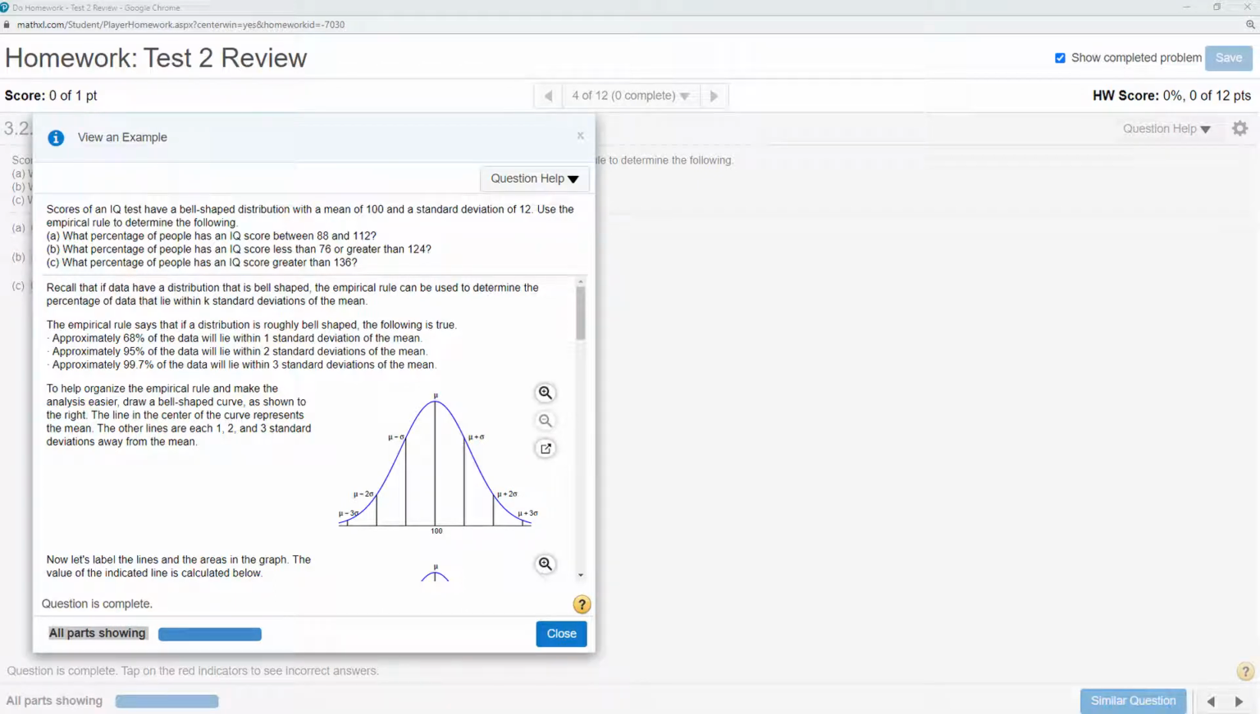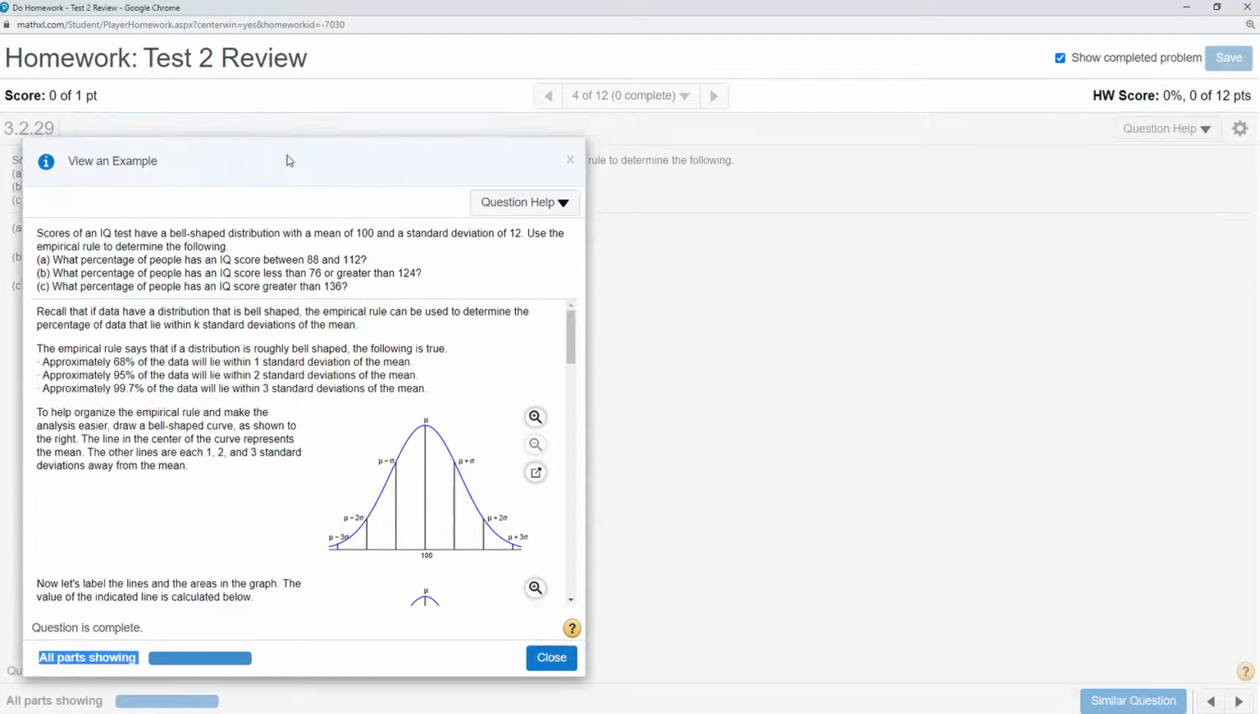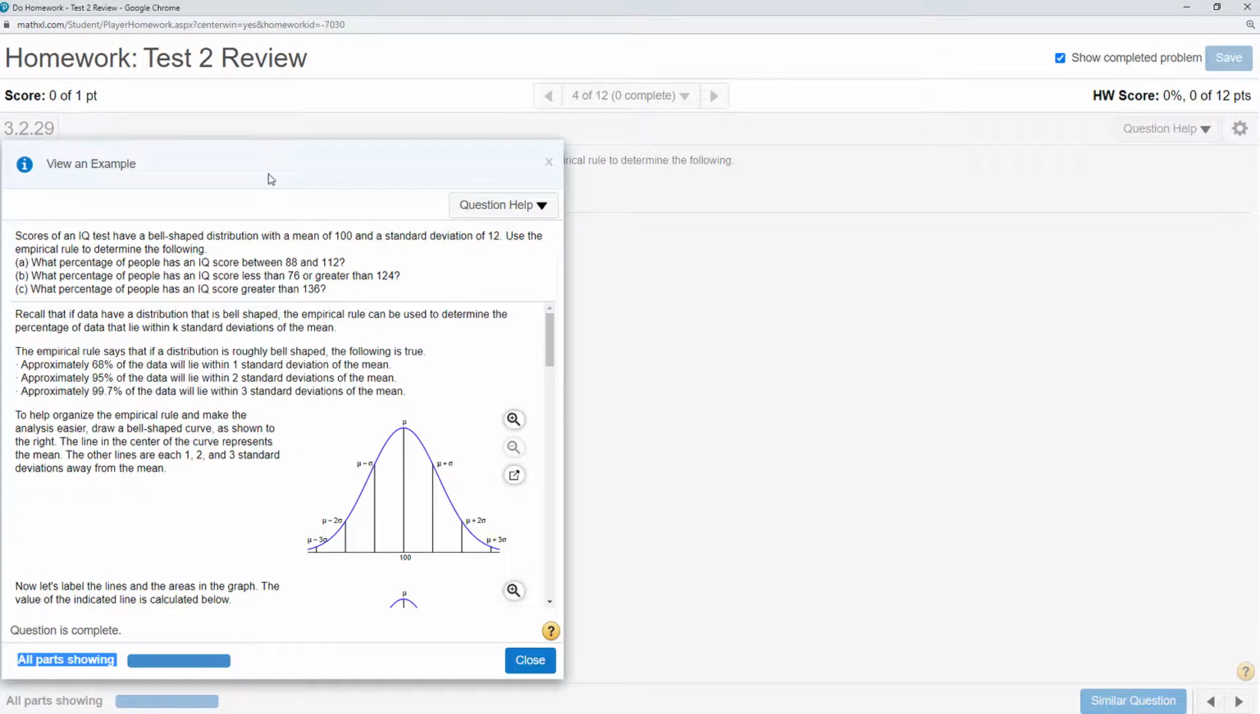This is Chapter 3, Section 2, Problem number 29. Scores of an IQ test have a bell-shaped distribution with a mean of 100 and a standard deviation of 12. Use the empirical rule to determine the following. What percentage of people has an IQ score between 88 and 112?